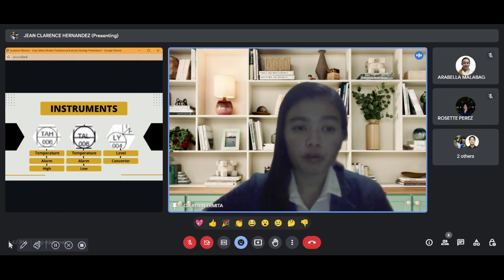Next is the level converter. So the purpose of a level converter in a glycol dehydration process is to standardize and facilitate communication between various level measurement devices.